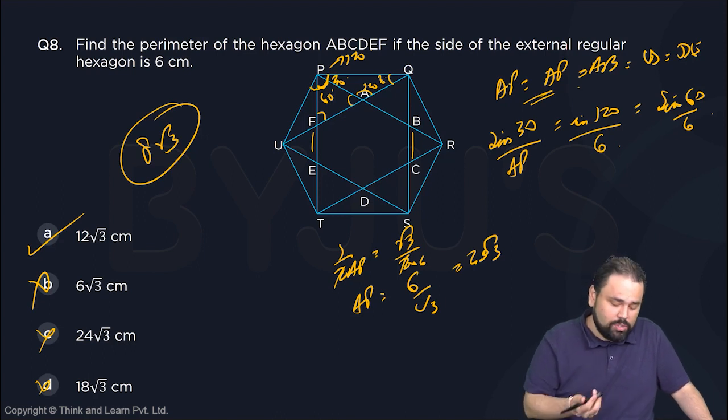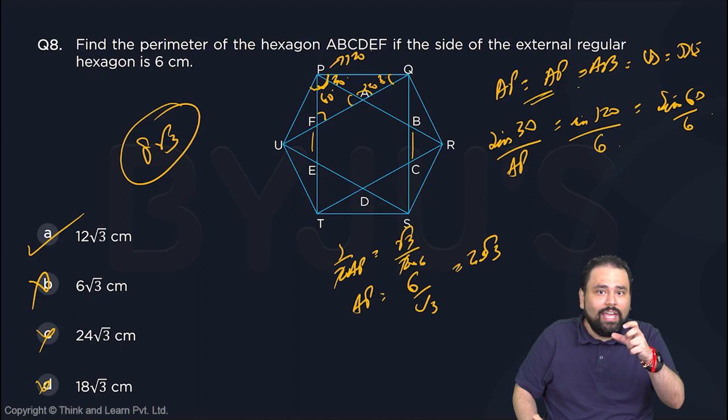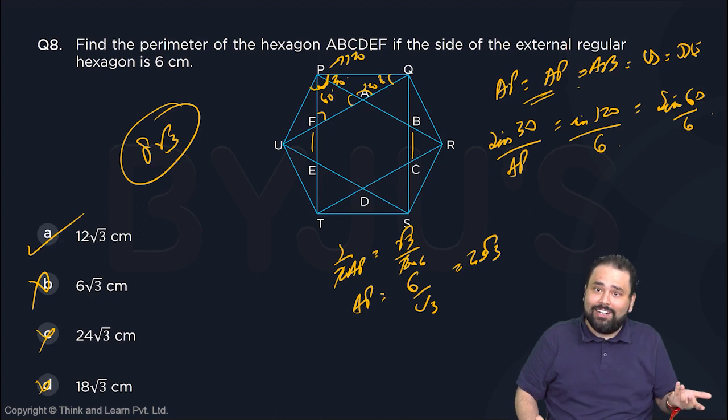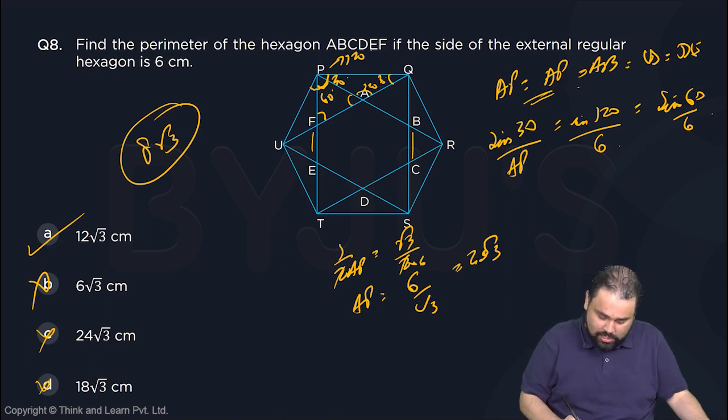So 2 root 3 into 6, 12 root 3. So even though while looking at it looks smaller, it still helped me because there was no option which is smaller. So I knew it had to be equal and I did it. So even if you did not know it will be a regular hexagon, now you know it will be. So the answer is 12 root 3.